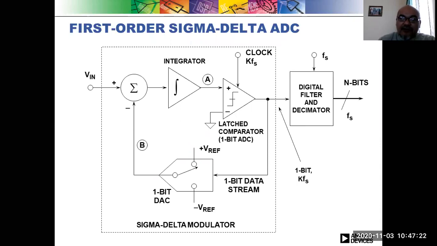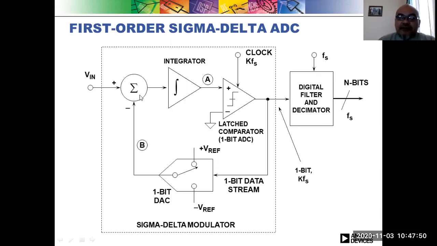Okay, then the fourth algorithm or architecture is what we call a sigma delta analog digital conversion. This is also quite popular recently. This is how the algorithm looks. We have one big block, the sigma delta modulator, and then a second sub-block, a digital filter and decimator, with a certain sampling frequency.